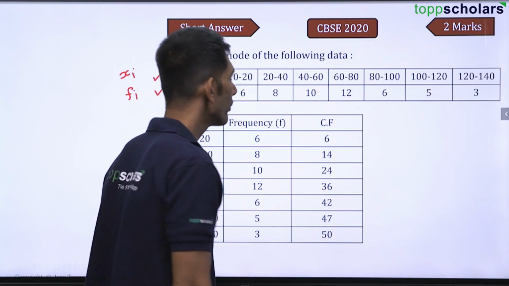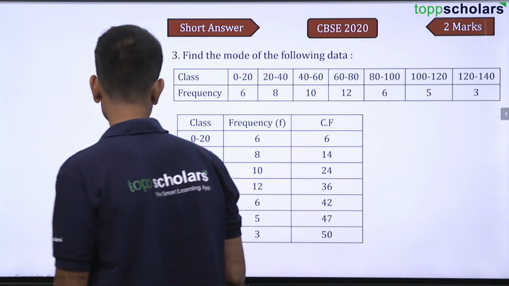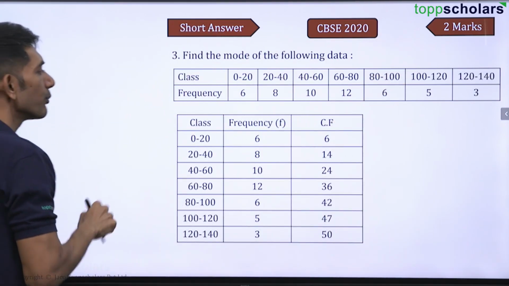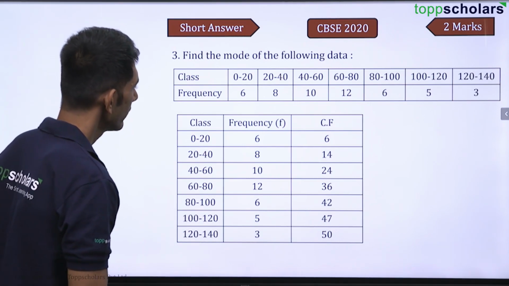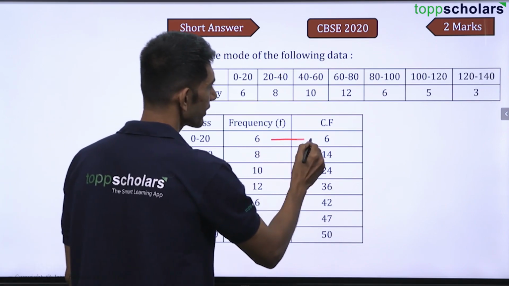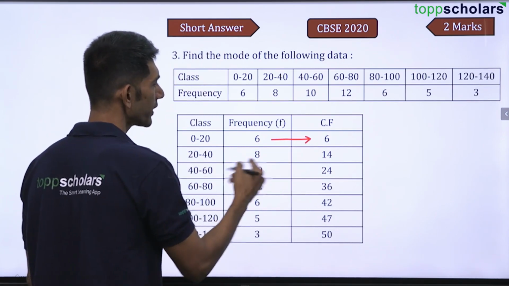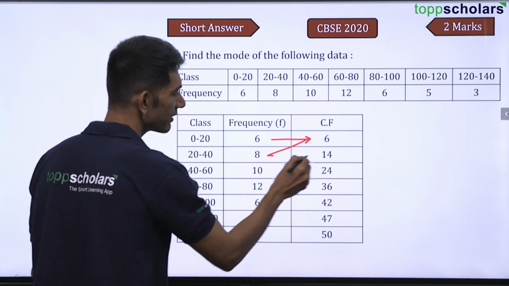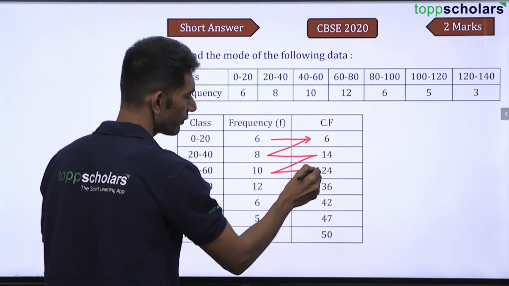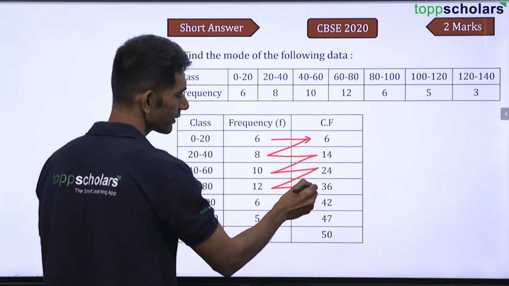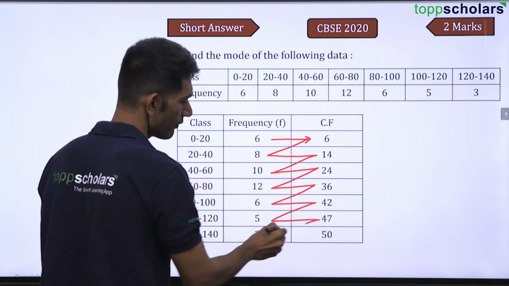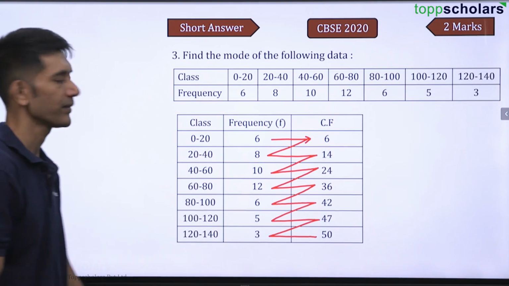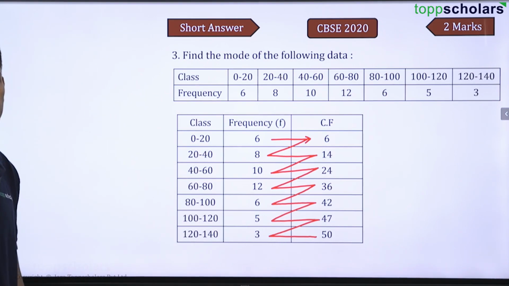Whenever we find out the mode, we need to find out the cumulative frequency first. So how do we find out the cumulative frequency? See, 0 to 20 it is 6, 20 to 40 it is 8, keep on adding, 6 plus 8 is 14, 14 plus 10 is 24, 24 plus 12 is 36, 36 plus 6 is 42, 42 plus 5 is 47, 47 plus 3 is 50. That's how you find out CF, correct?